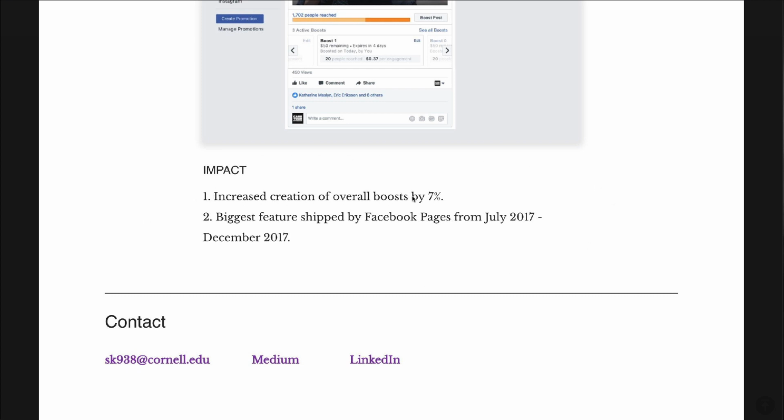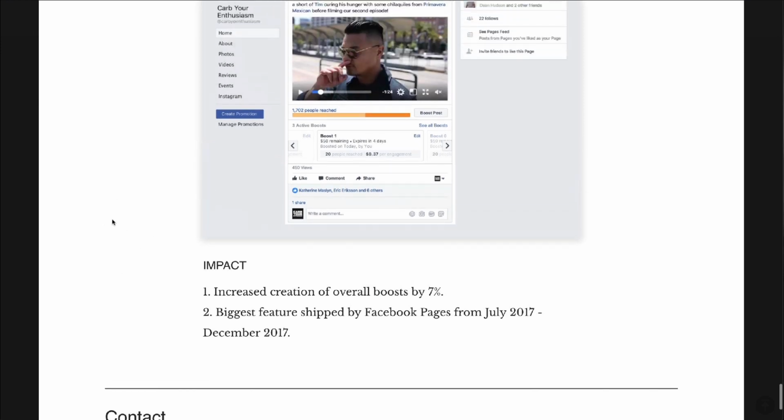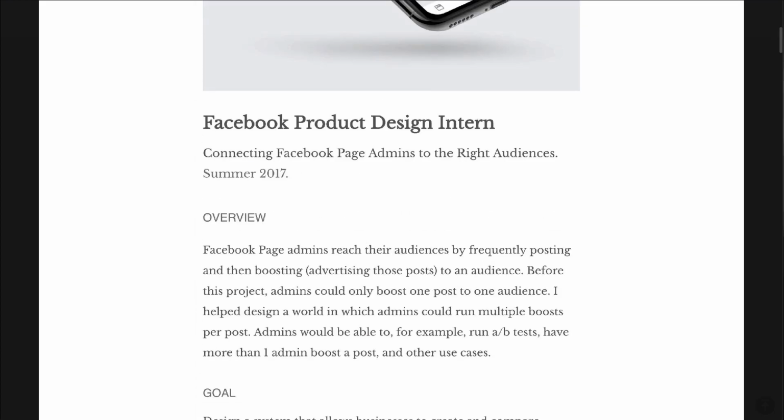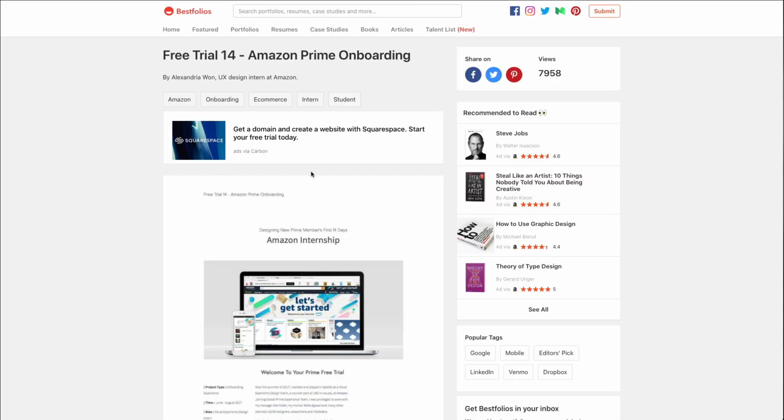Increase the creation of overall boosts by 7%, which is great, and biggest feature shipped by Facebook Pages from July 2017 to December 2017. So this is really good, and although this project was not from the time of recording this video, we're a few years ahead, the entire process is still going to be evergreen when it comes to the structure of the case study. So really good case study, and really interesting.